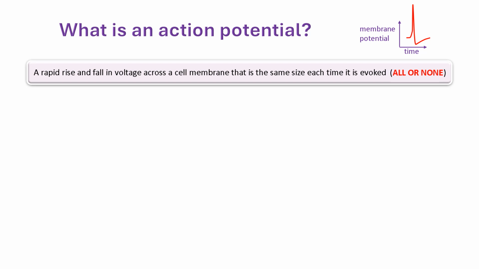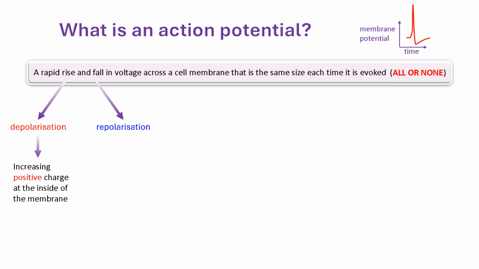When applied to a cell membrane, the rise in voltage is termed depolarisation, while the fall is known as repolarisation. Depolarisation is defined as an increase of positive charge at the inner surface of the cell membrane. Repolarisation is the recovery of the membrane voltage or membrane potential back to its original value.